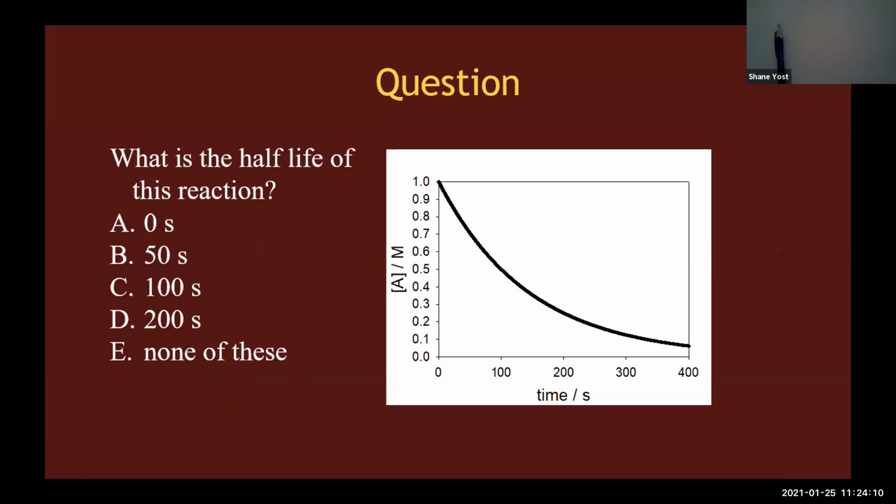So what would be the half-life of this reaction? Roughly speaking, 0 seconds, 50 seconds, 100 seconds, 200 seconds, or none of these, right? Like if you think it's like 105, just say 100 seconds. My answer to this question is not going to be, oh, it's 103, so it's none of these, you know what I mean? You round it roughly if you feel like it's one of those. So if you feel like it's 300 seconds, then put none of these.